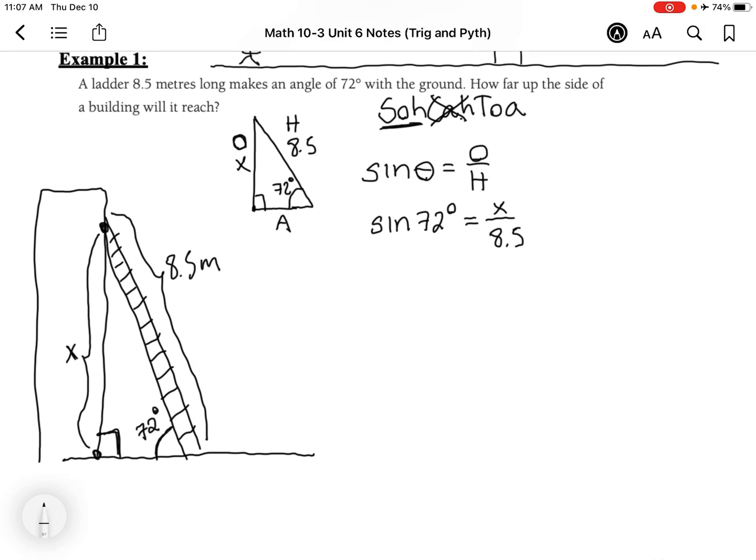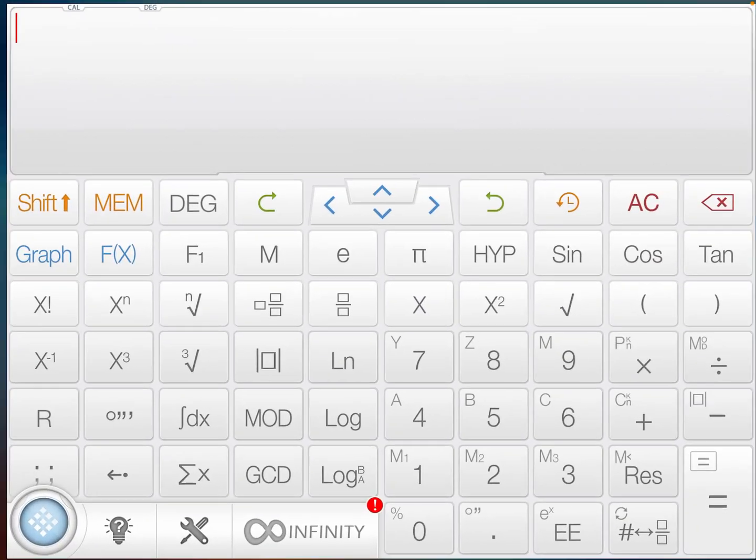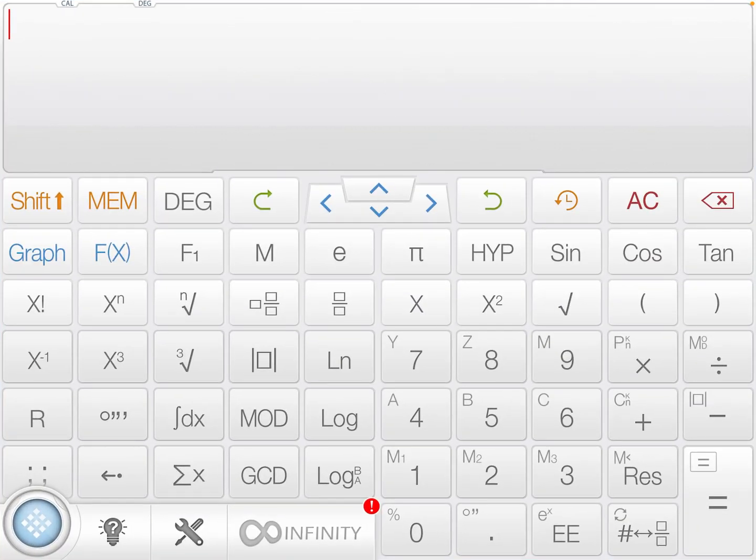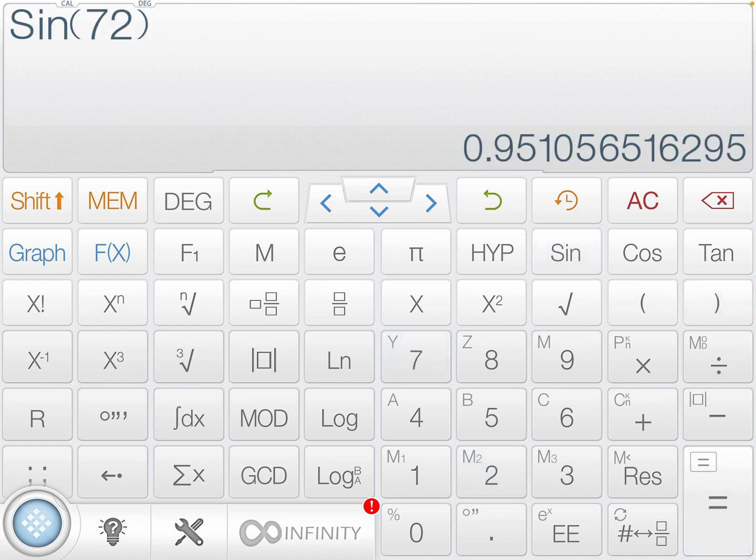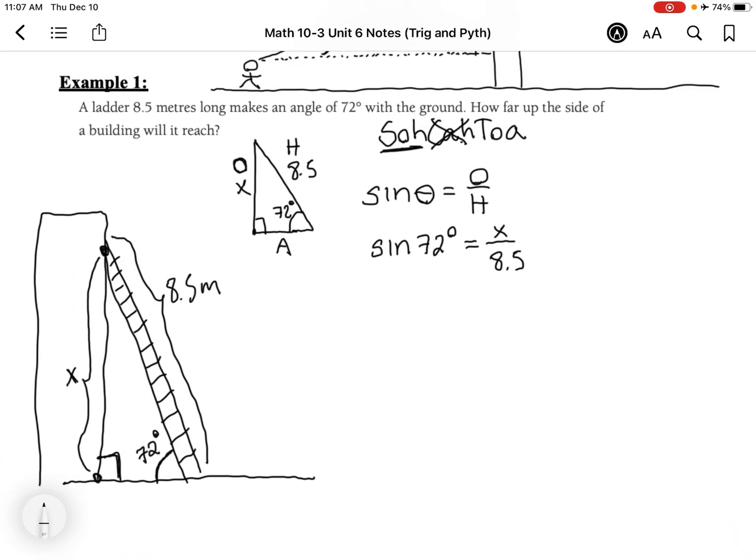Okay. Now remember this sine of 72 degrees, that's a number that's stored in the memory of your calculator. So I'm going to take out my calculator now. Here it is. And I'm going to enter in sine of 72 degrees, and I get 0.951, rounded to 3 decimal places. So I will just remember that, 0.951, and I'll replace sine of 72 degrees with 0.951 equals x over 8.5.